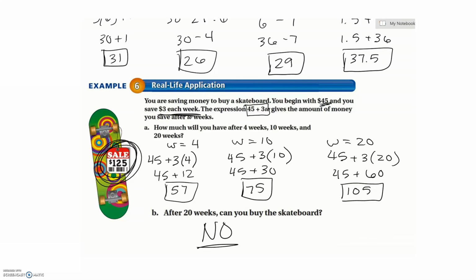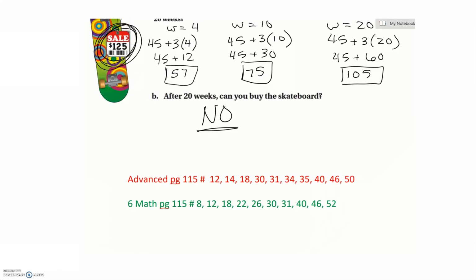All right. Your homework tonight, guys. You want to write down your page number and your problems, and then you guys can start working on your homework.